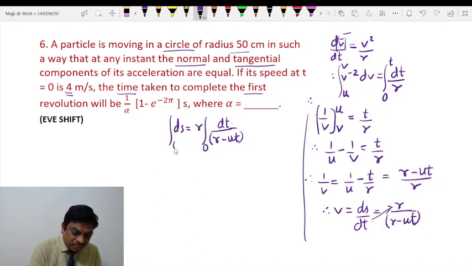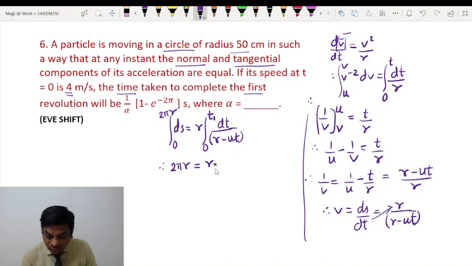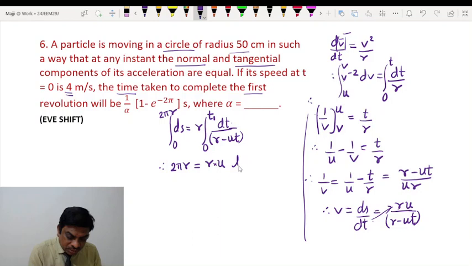Initially time was 0, displacement was 0. Finally at the end of one revolution it will be 2 pi r. So we want the time. Let us say the time is t, or let us say t1 for the first revolution. So after integrating and substituting the limits, we get this. Okay, students. Here u is there. I missed u. I am so sorry, students. LCM will be u. So this will be log natural r minus ut divided by minus u, integrated between 0 to t1.